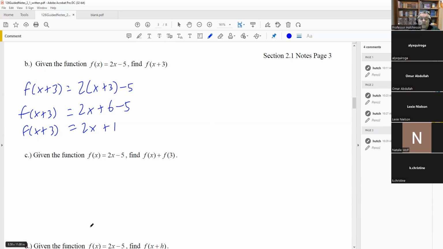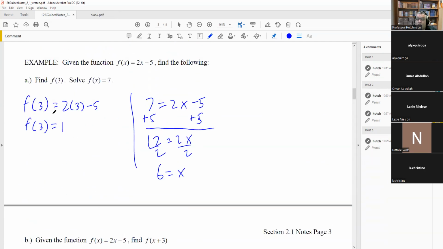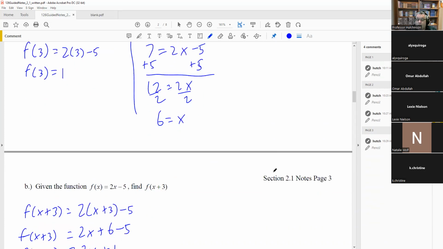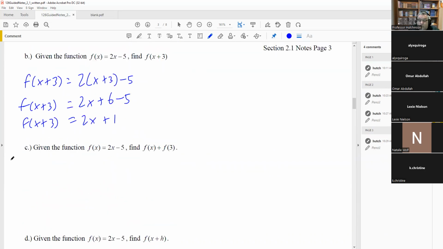This part C is a little bit different. We have an x and we have a 3 here, but it's different from what we had before. So they want you to write f of x, and then we're adding f of 3. Well, f of x is just the original one that we started with, 2x minus 5. And f of 3 is actually what we did up here. f of 3 is equal to 1. So we actually have both these pieces already. So let's write this out.